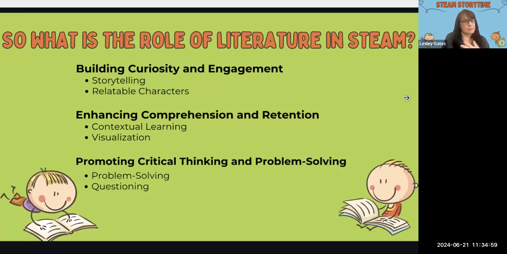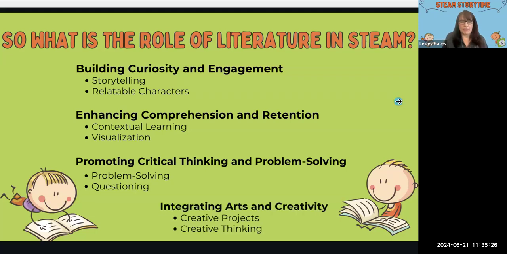Of course, my favorite thing is a lot of children's books are all about showing students how to be problem solvers and how to think critically and how to ask questions. So we definitely can use those characters in the story for the students to start seeing that, oh, that character didn't get it right the first time, but they figured it out. I can do that too. We want to really model that for the students.